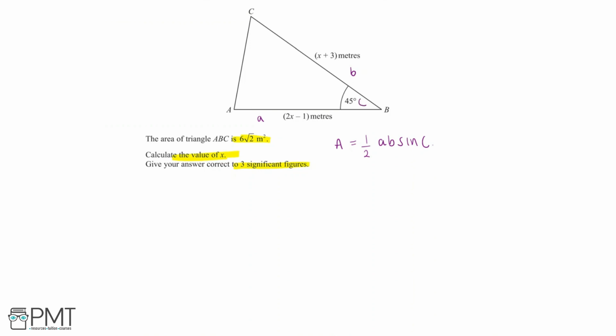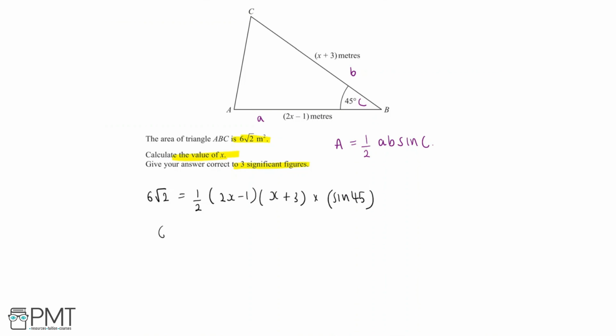Now we can use this formula in order to find the value of x. We're told that the area is 6 root 2. And so 6 root 2 is equal to half multiplied by a, which is 2x minus 1, multiplied by b, which is x plus 3, multiplied by sine C, which is sine 45.